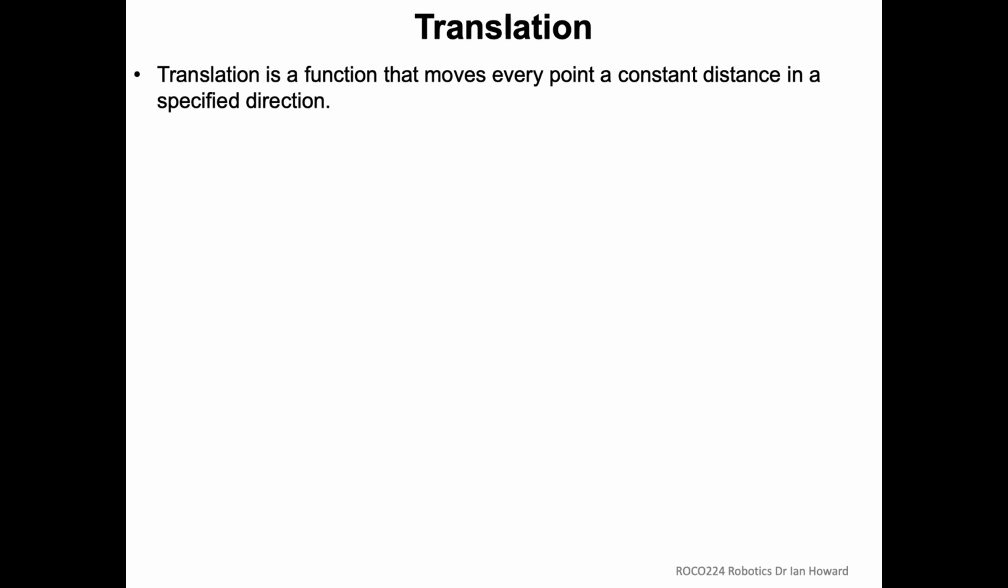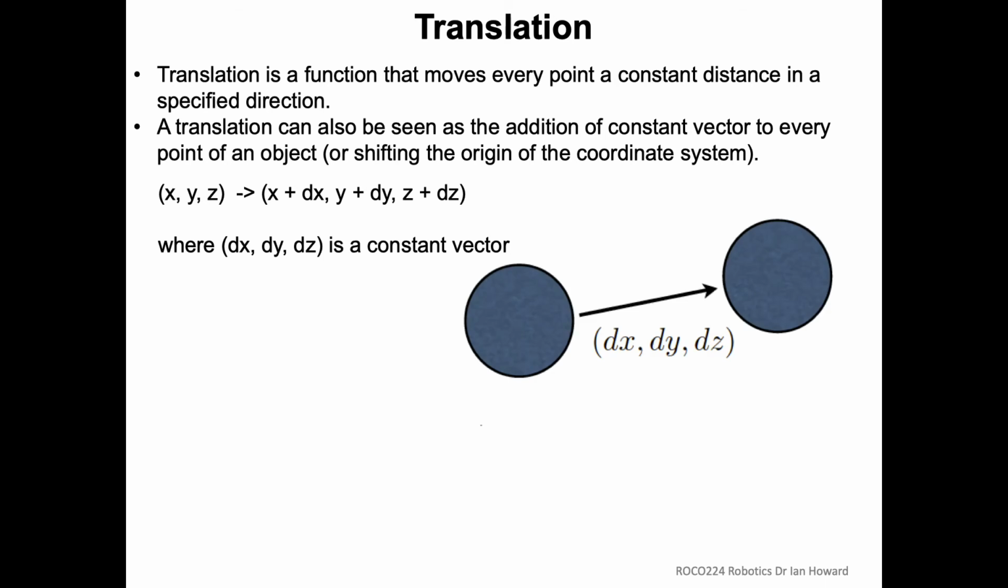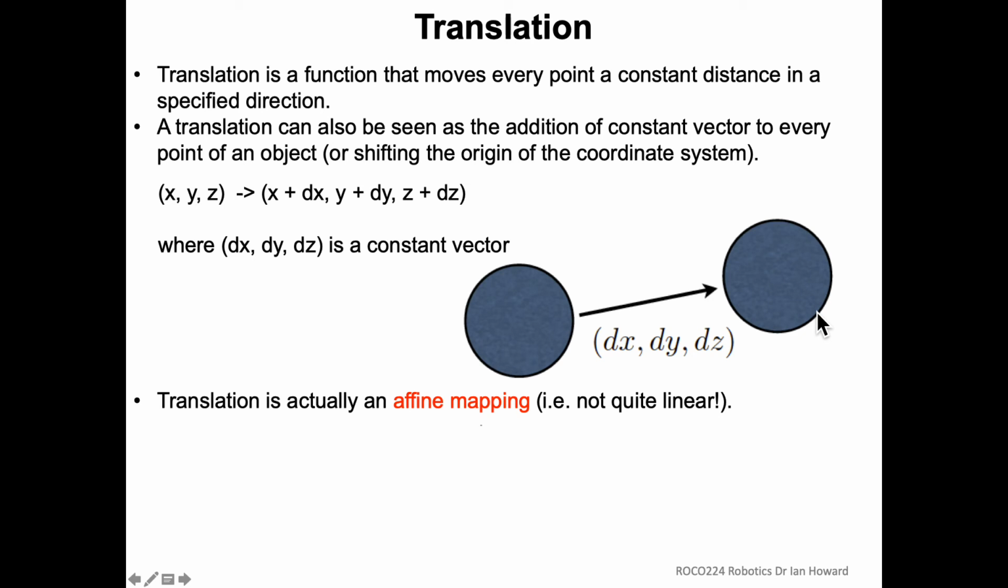Translation is what we do to move from one point in space to another, which effectively means we're adding something on to the position. In this case, we're taking a value x, y, z, and adding a little bit to the x, a little bit to the y, and a little bit to the z. Our translation is our little dx, dy, dz vector, which is mapping between 2 points in space in 3 dimensions.